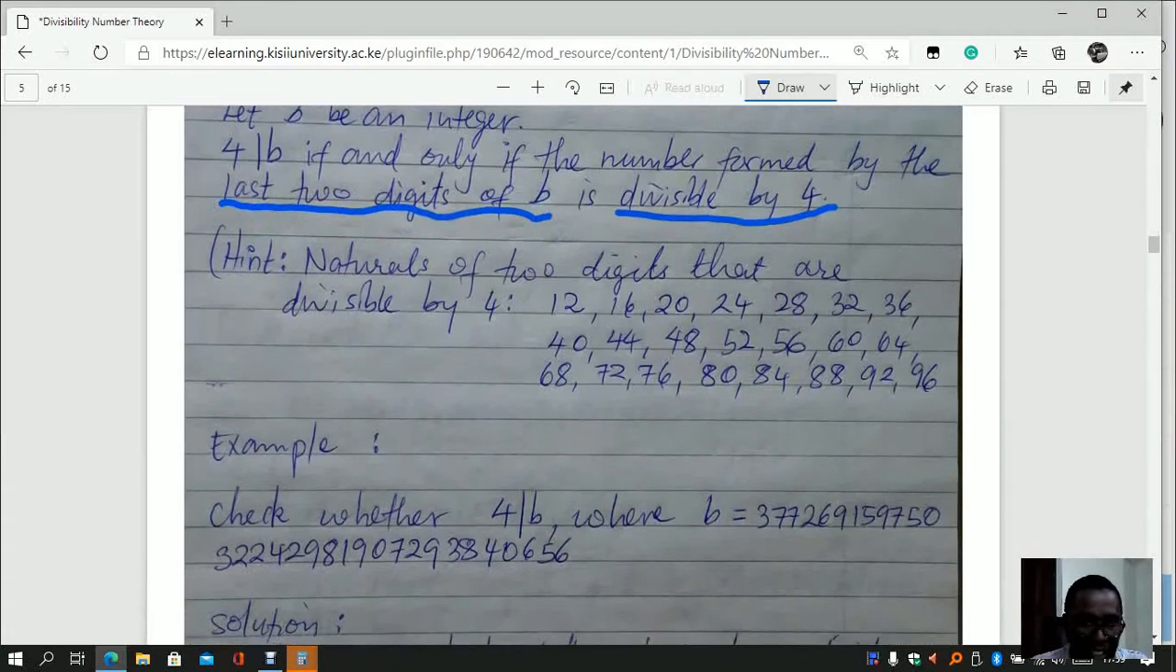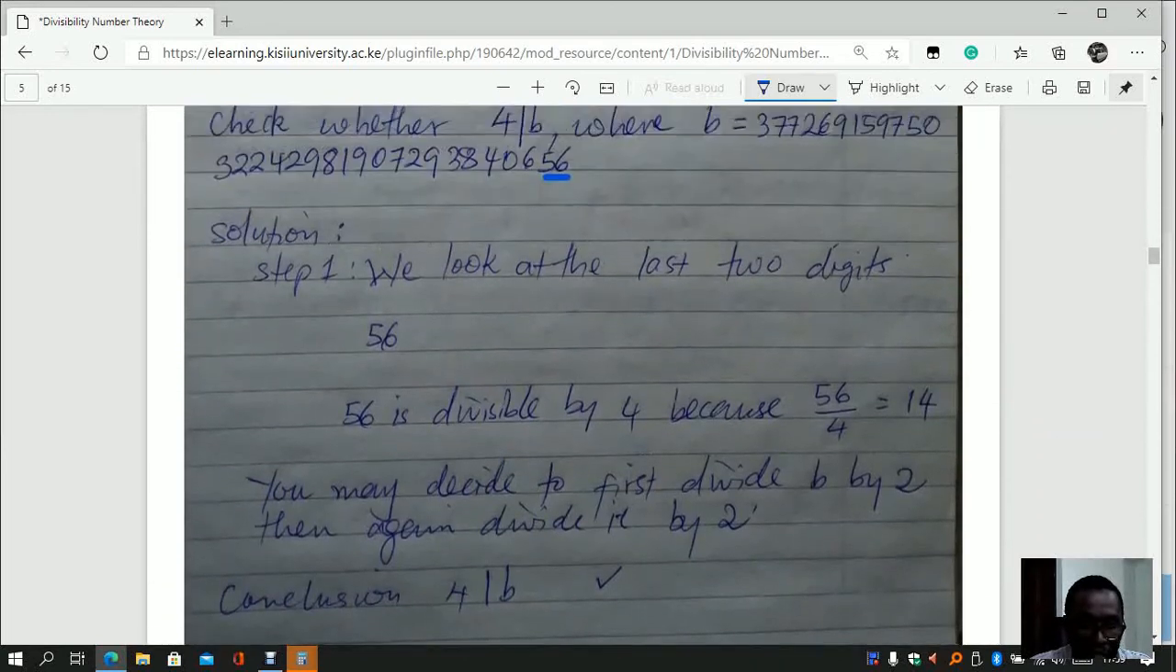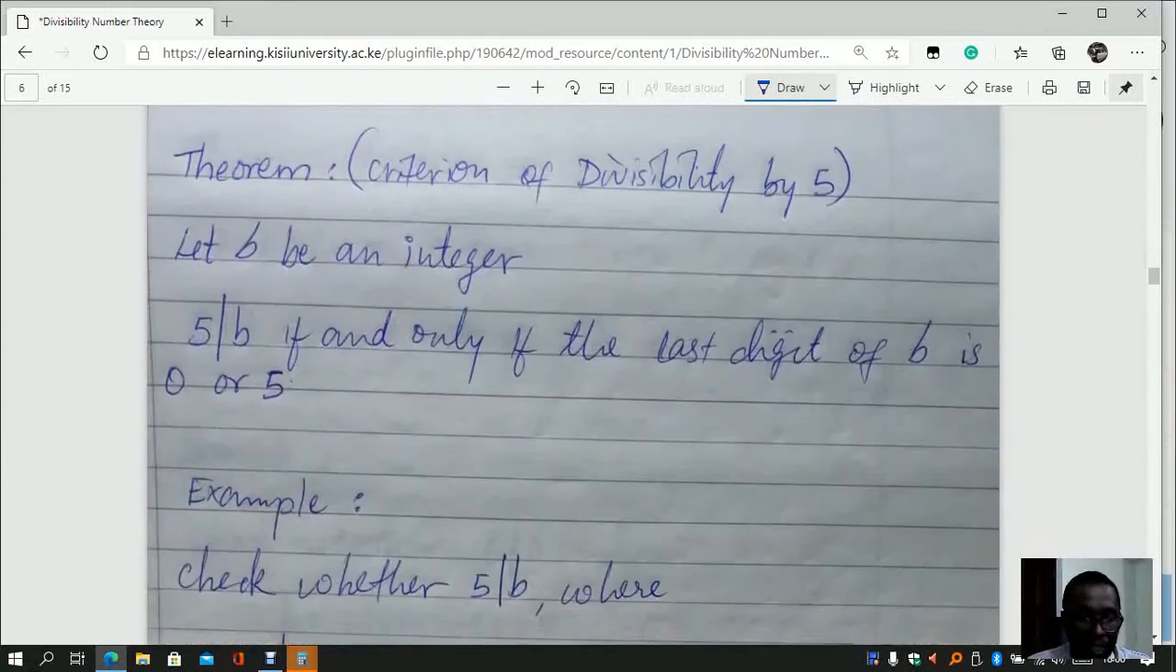Now there's a hint here. From 1 to 100, these are all the numbers divisible by 4. I can call them multiples of 4. So we have 12, 16, 24, 48, and so on, 88, up to 96. So what happens when you look at a number like this? You see this is 56, for example. If you know that 56 is here, then you know that it's divisible by that. So it's very, very simple. Or else, if you're not very sure, you can still divide it by hand and see if it is divisible. So that's it.